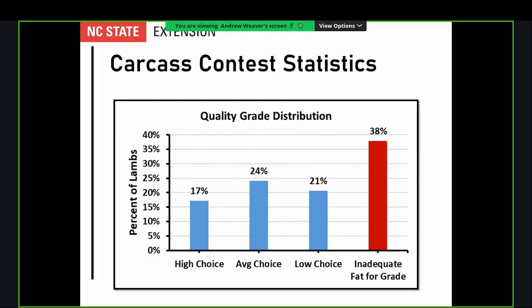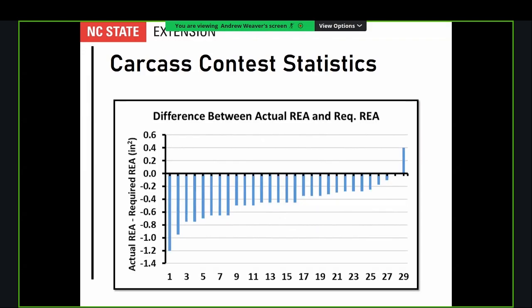We probably would have seen more carcasses in the high choice category, the average choice category. Potential would have existed to even get maybe some lambs up into the prime category, and we would have had a lot more that would have been eligible for grading, having greater than 1/10 of an inch of back fat.